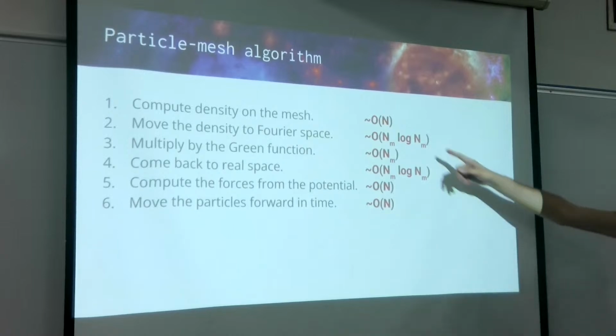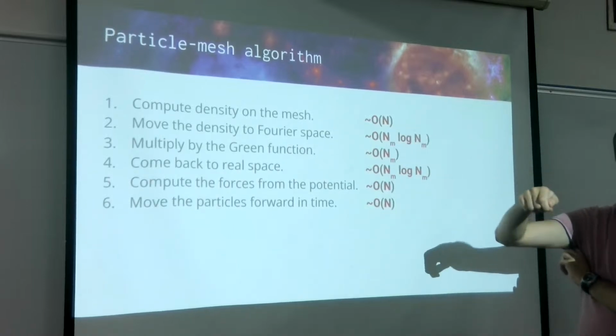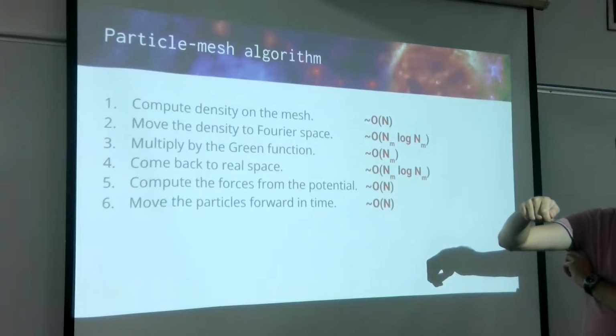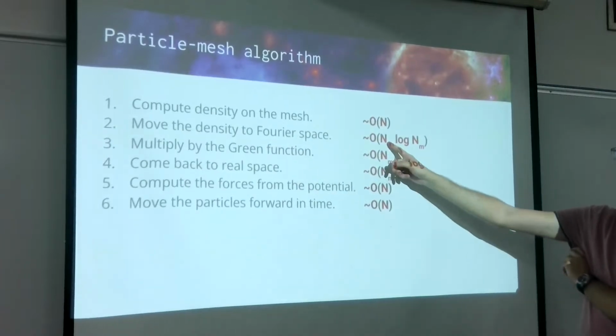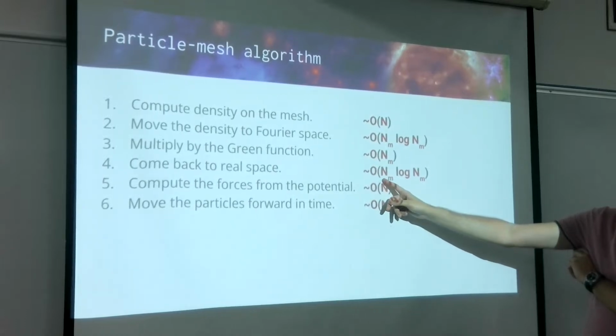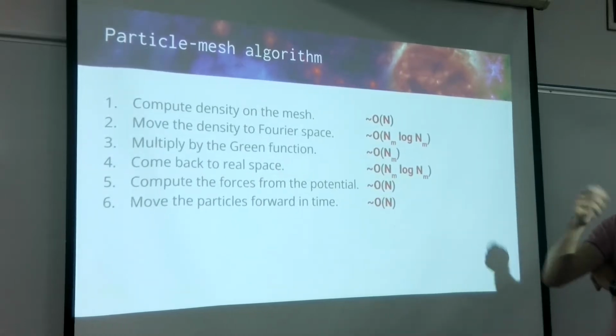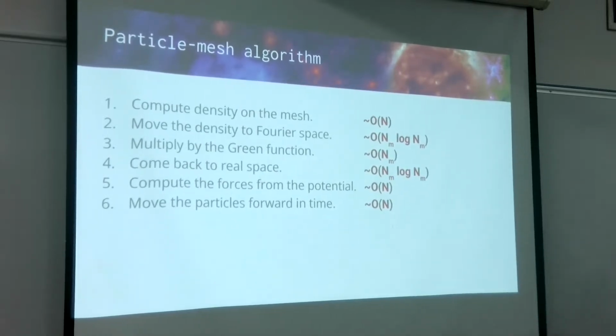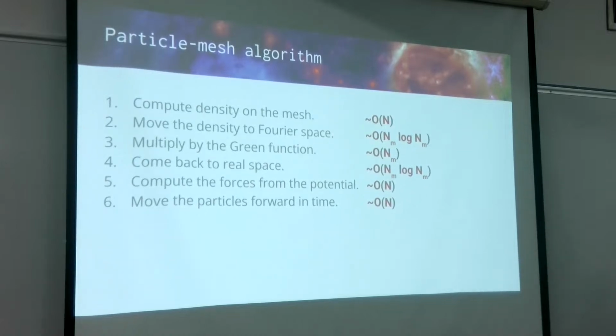So I compute the density on the mesh: for each particle I put them on the mesh where they are, so that gives me a grid of the density field. Compute a Fourier transform, multiply by 1 over k, compute the inverse Fourier transform, and then I can just get the forces for the particles, and I can move ahead in time and start again.